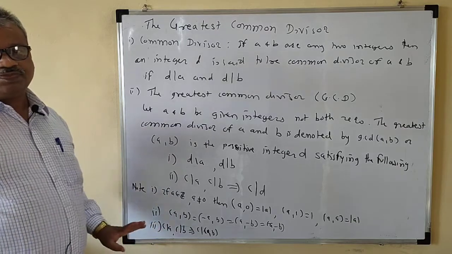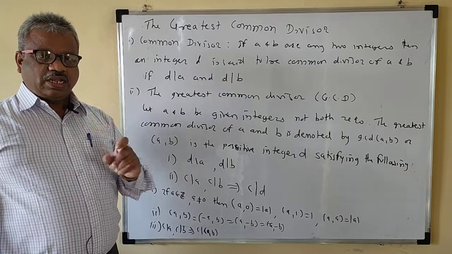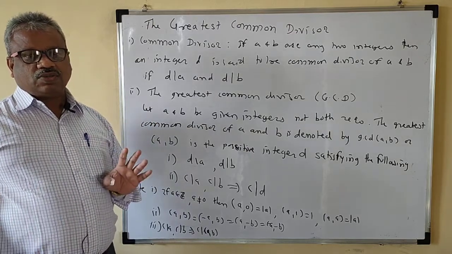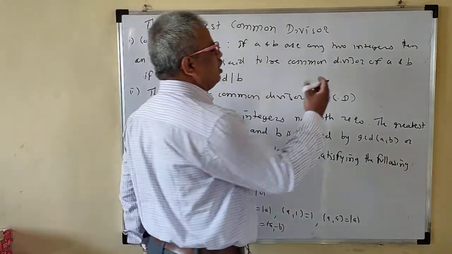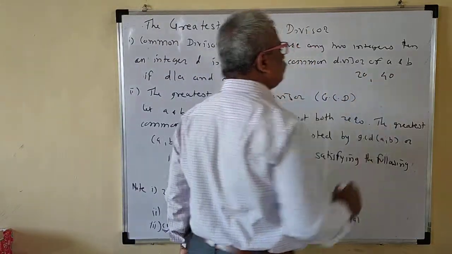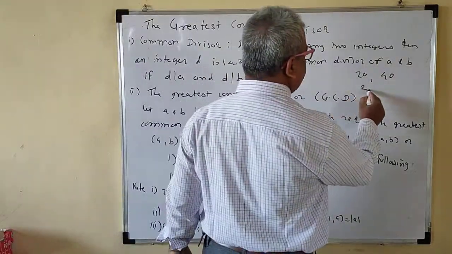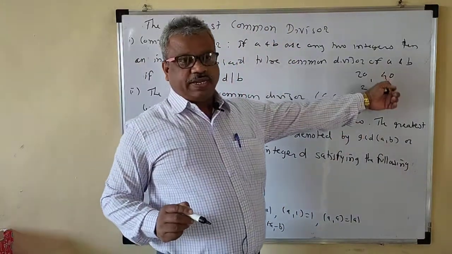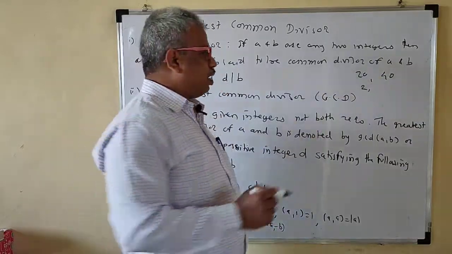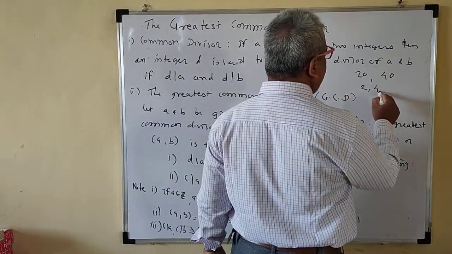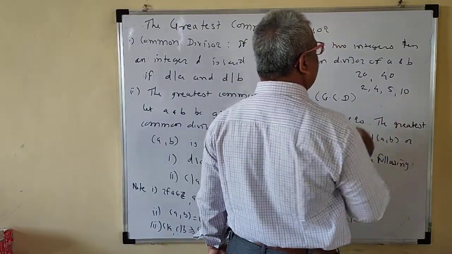So GCD is what? First, it should be a common divisor. The second condition is that any common divisor also divides it. So for example, consider 20 and 40. What is the GCD of 20 and 40? See, 2 is a common divisor, because 2 divides 20 and 2 divides 40. That means 20 is a multiple of 2 and 40 is a multiple of 2. Now 4 is also a common divisor. 5 is also a common divisor. 10 is also a common divisor.